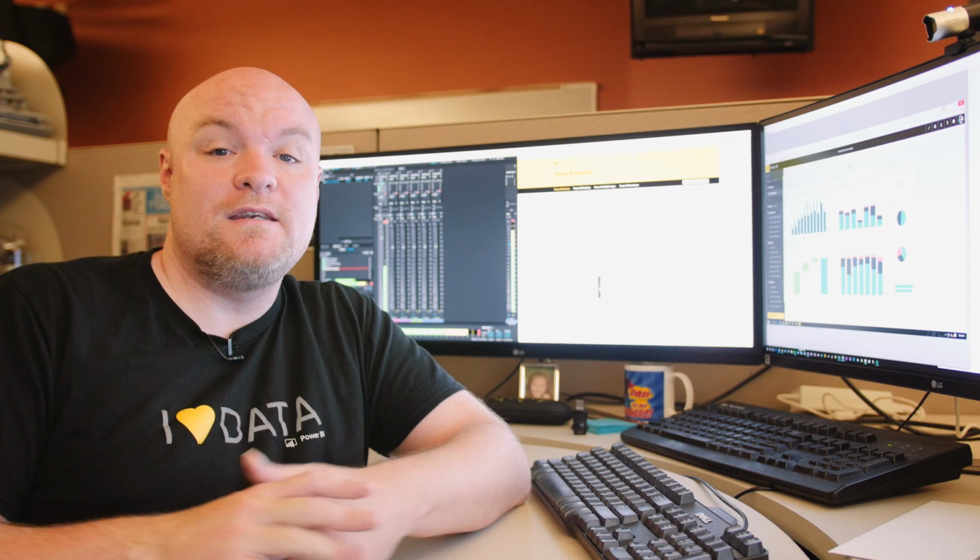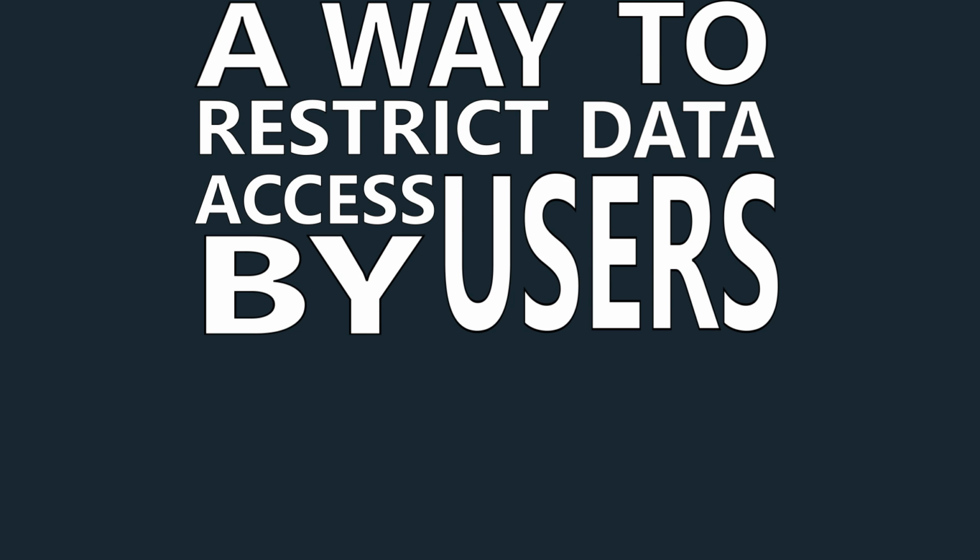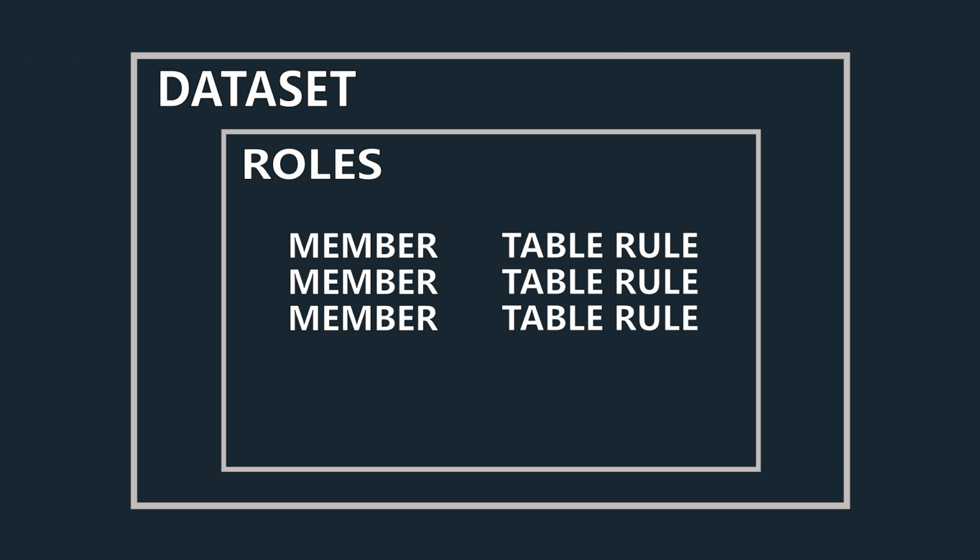So before we get into this, let's talk about what row-level security is. Row-level security is just a way to restrict data access by users. This is done by way of using filters at the row level, and you can create those filters based on rules in a given data set. Let's look at an example of this.